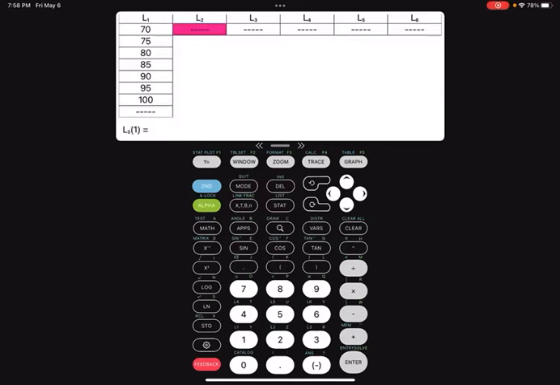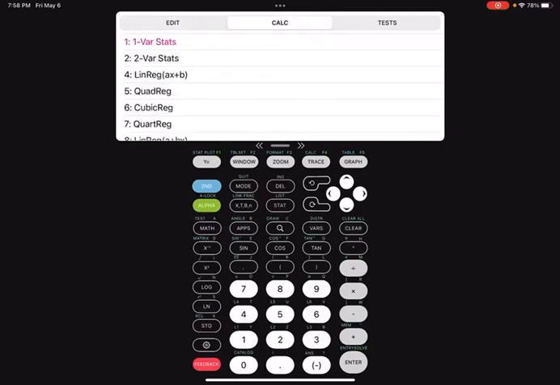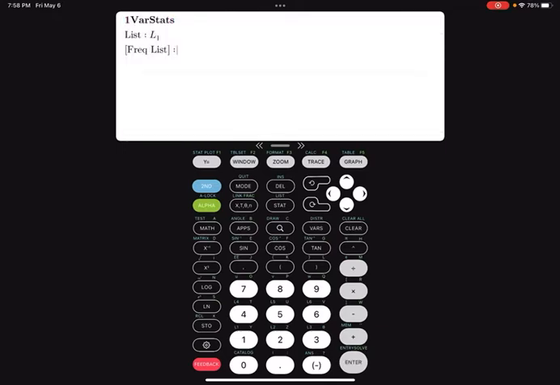Now I can put all the frequencies in: 3, 4, 3, 6, 6, 5, 3. Okay, so now all my data is in. I hit the stat button again, scroll over to calc, and I want number 1, which says 1-Var Stats. L1 is my list, so that came up already. Now my frequency list, that was L2, so I have to input that.